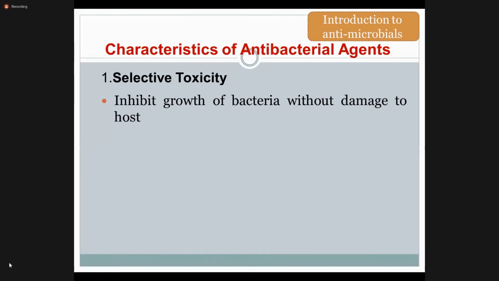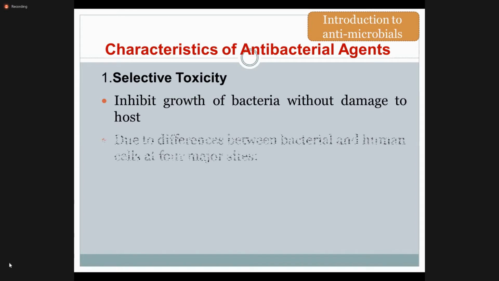So how can we inhibit the growth or multiplication of bacteria? By inhibiting its protein synthesis, by inhibiting nucleic acid synthesis, by inhibiting its cell wall structure, right? So selective toxicity means antibiotics specifically inhibit different structures of bacteria, not the structures of human cells, right? That is why selective toxicity means inhibiting growth of bacteria without damage to the host.